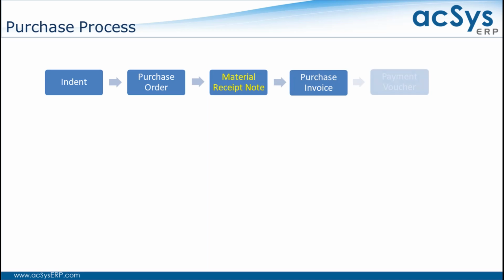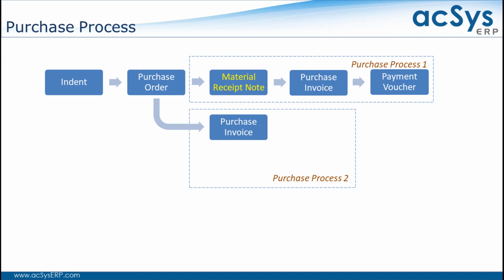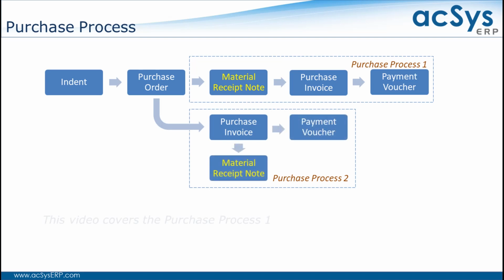It can be either receiving materials first, followed by invoice and then the payment. This is referred to as Purchase Process 1. Or make the invoice first, and then Material Receipt Voucher later. This is referred to as Purchase Process 2. In this video, we will cover the Purchase Process 1.